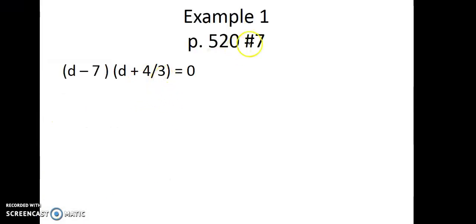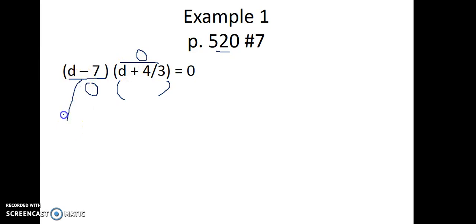So this is number 7 from page 520, and there's a whole section on page 520 of different examples like this that you could try. So what I'm going to do is, if I can get this binomial to equal 0, then I would do 0 times this one, and it would equal 0. If I can get this binomial to equal 0, then that means 0 times whatever this is would equal 0.